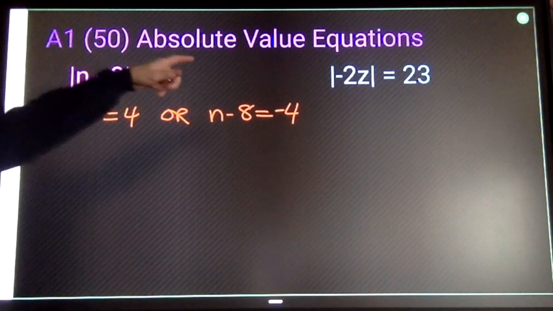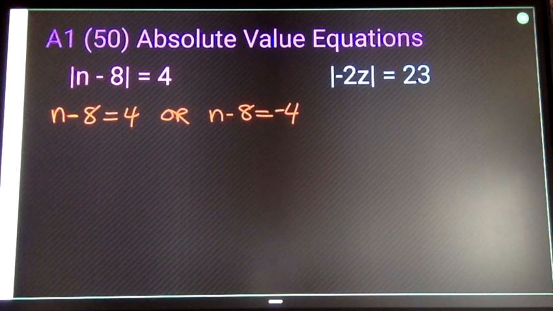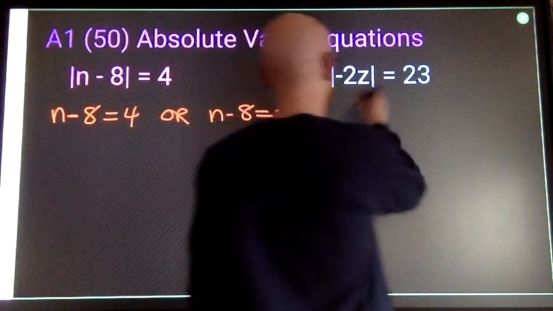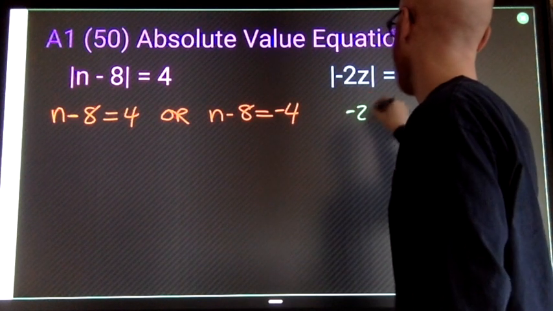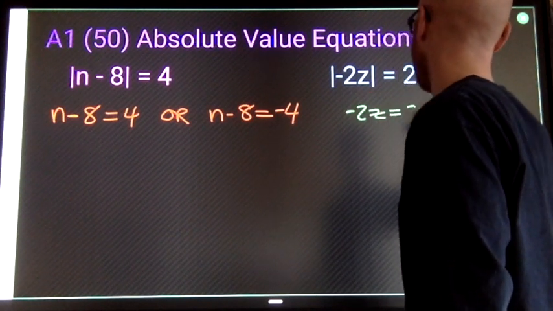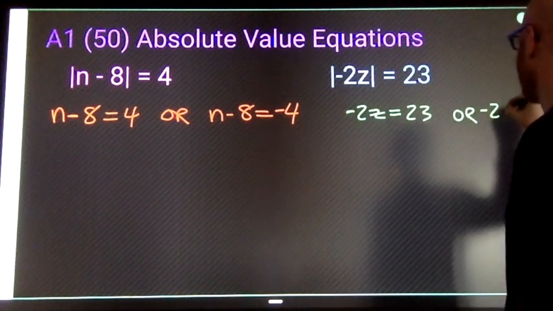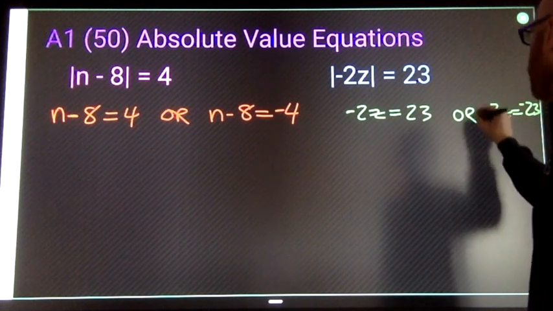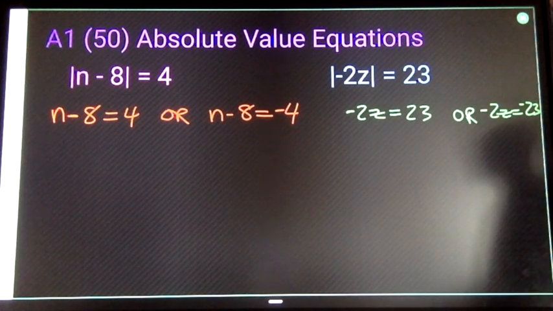See if you can split that. See if you can split that blue one over there into two pieces. All right, now if you did that properly, the two pieces for this blue one would be -2z equals 23, or -2z equals -23. Okay? Split it into two pieces.